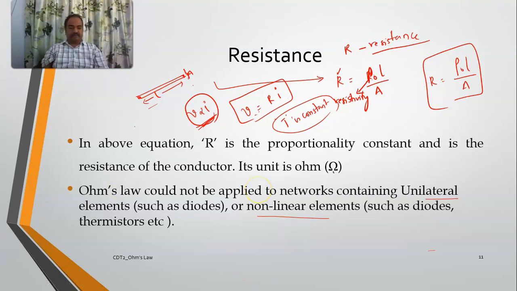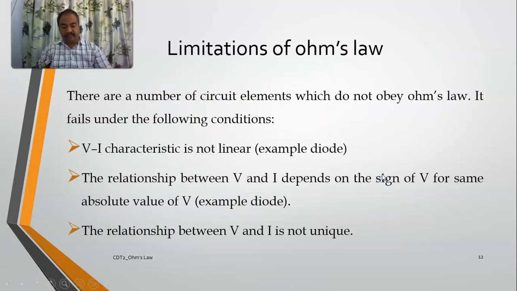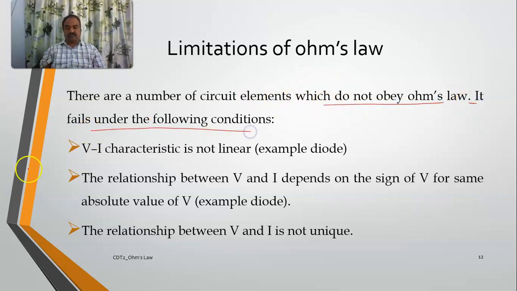Okay. And coming to the next one, we will have a quick look at the limitations of Ohm's law. As already mentioned, Ohm's law is not applicable for non-linear networks. There are a number of circuit elements which do not obey Ohm's law. It fails under the following conditions. See the first one. If the VI characteristic is not linear, like diodes, transistors, thyristors, all the electronic elements, then the VI characteristic is not linear. In this case, Ohm's law will not be applicable.